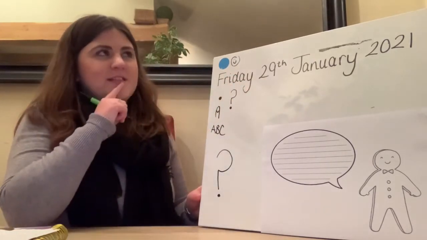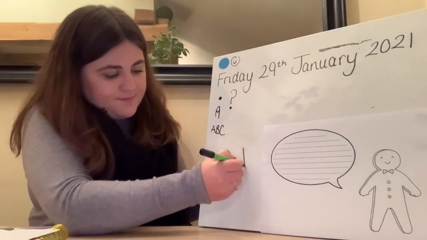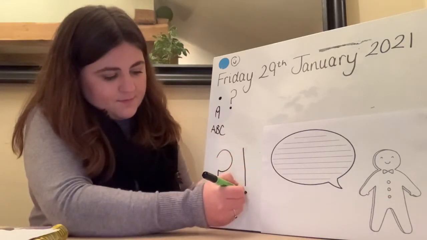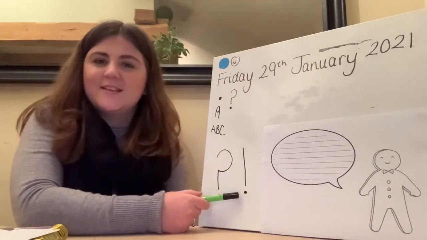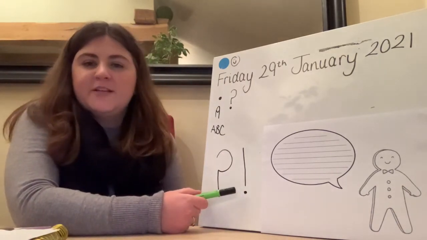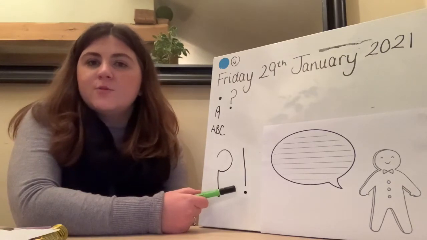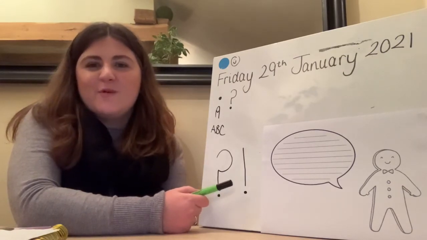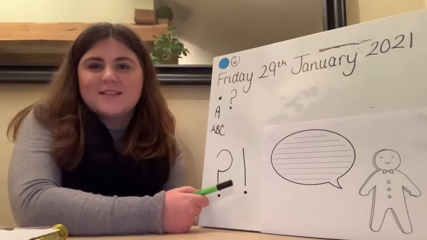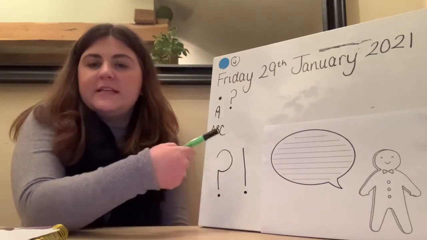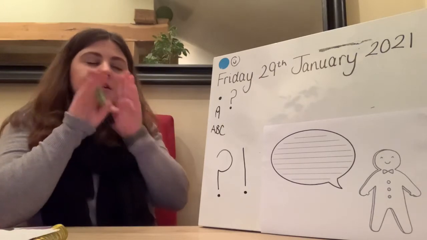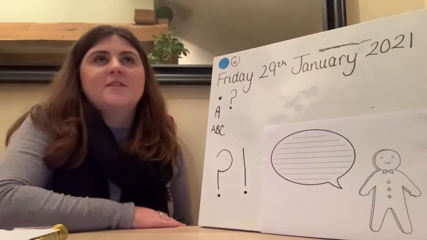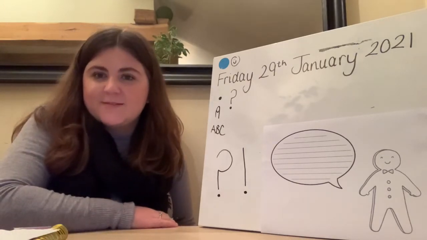Now, have you ever seen one of these before? Do you know what this is called? Now, this is called an exclamation mark, and we use one of these. Does anybody know when we use one of these? We use one of these when we are showing that somebody is shouting, or if somebody is excited.